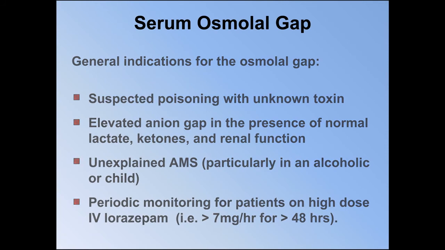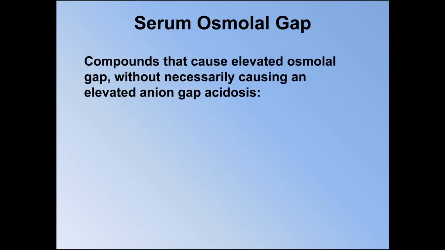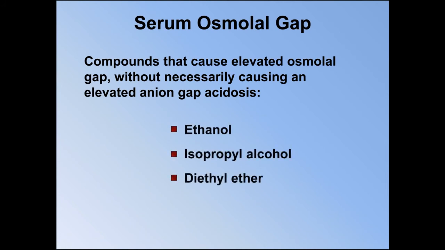There are a few compounds that can cause an elevated osmolar gap without necessarily causing an elevated anion gap acidosis. These include ethanol, isopropyl alcohol, diethyl ether, and mannitol.